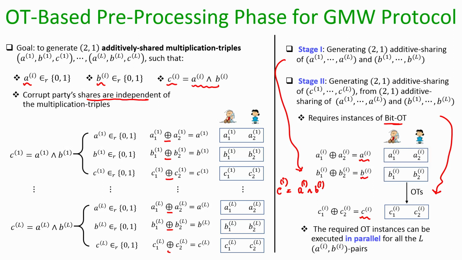Now, if we are doing these stage 1 and stage 2 computations in the pre-processing phase, the advantage is that the stage 1 as well as stage 2 for all the L multiplication triples that we want to generate can be executed in parallel, because they are completely independent of each other.